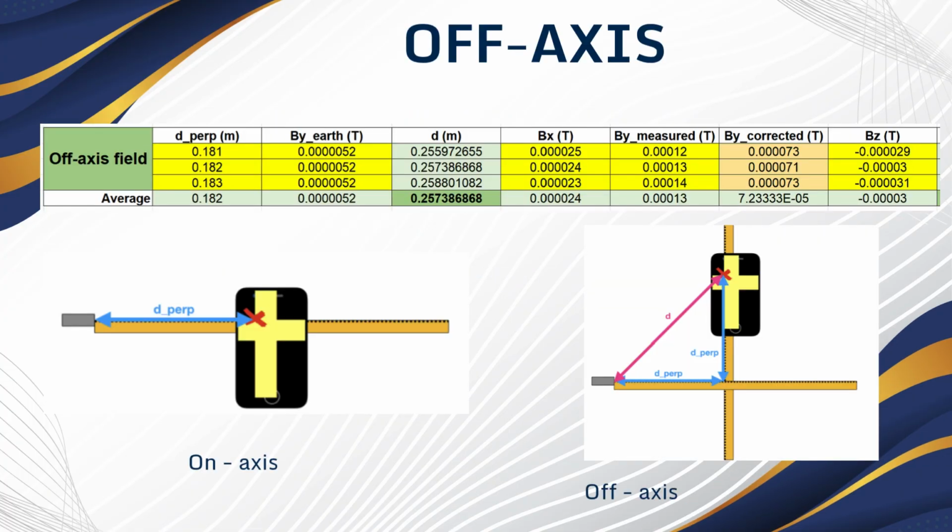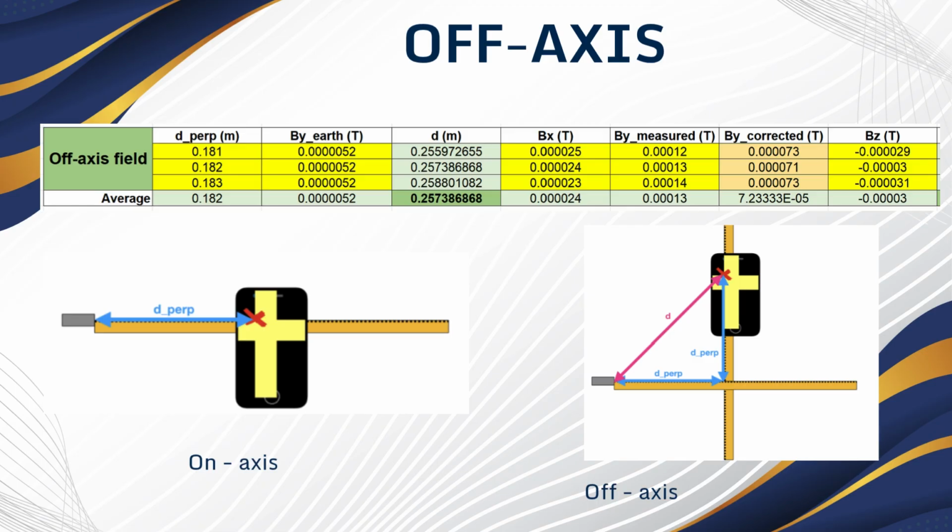And now here's the off-axis data. So as you can see, all the data is averaged. So the d-perp was about 0.182. By Earth, it was about 0.000052, and then the D was 0.257, about BX was 0.0024, and then you can read the other data points.